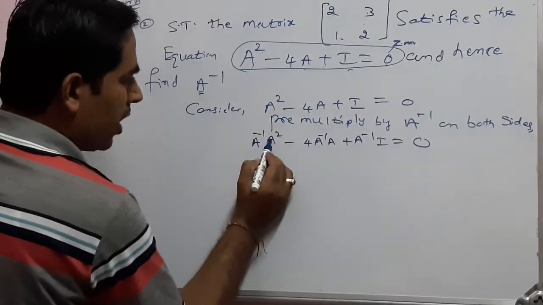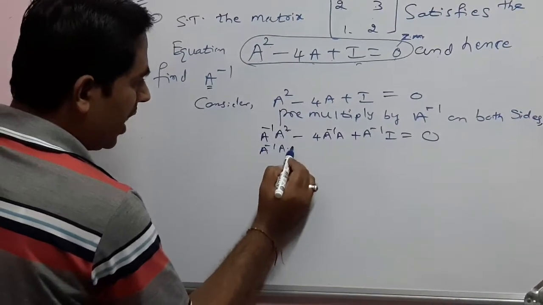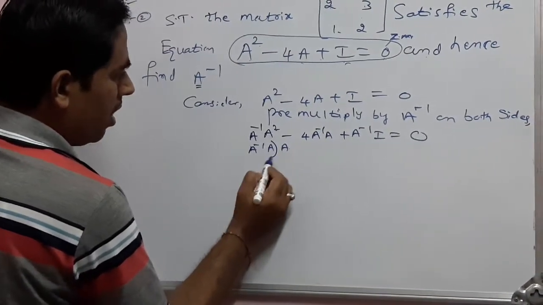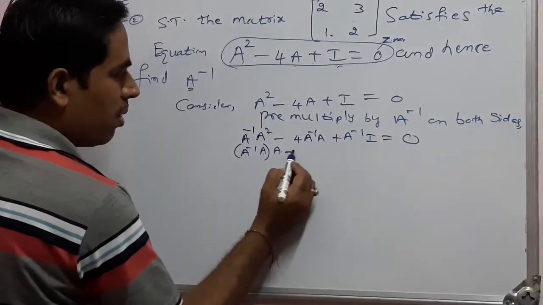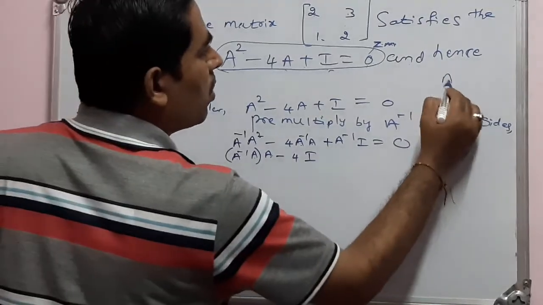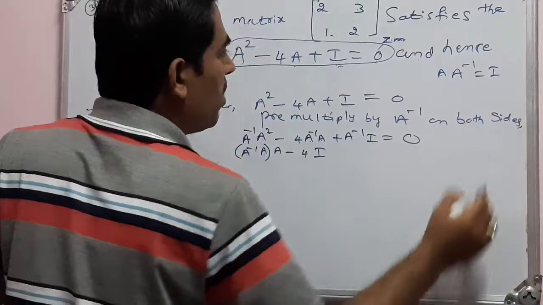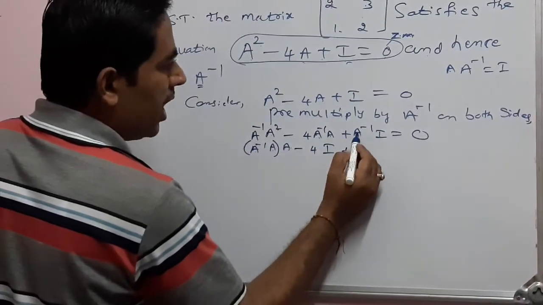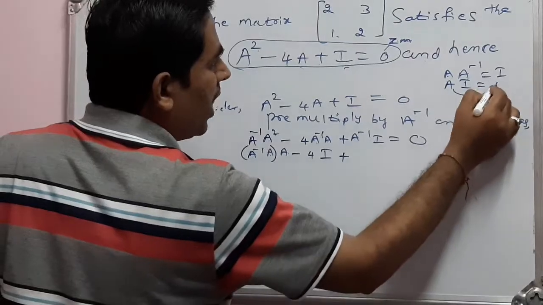So A square is there, and A square means A into A. So I will attach 1 A along with A inverse. Then minus 4 into A inverse A, that is the identity matrix. You know the property, any matrix multiplied by its inverse gives the identity matrix. Plus, any matrix multiplied by the identity matrix, we get that matrix only.